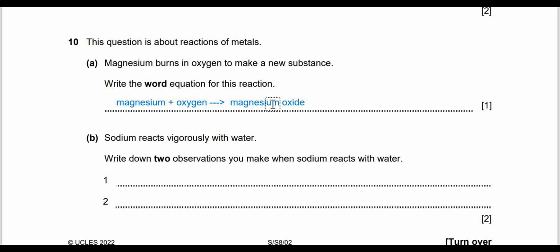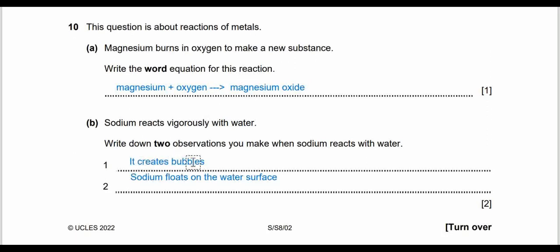Next question, 10b. Sodium reacts vigorously with water. Write down 2 observations you make when sodium reacts with water. Alright, let's open up the answer. So we can write it creates bubbles and sodium floats on the water surface. You may also answer sodium gets smaller and eventually disappears, and sodium produces a yellow flame. And that's it. Next number.